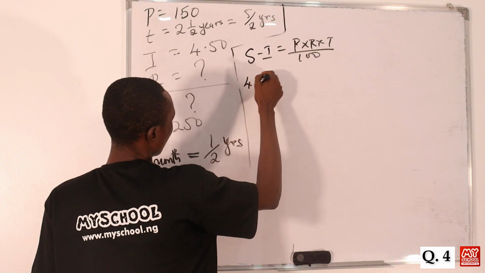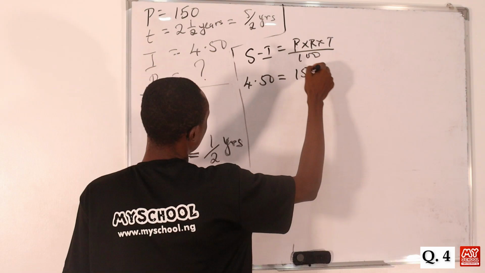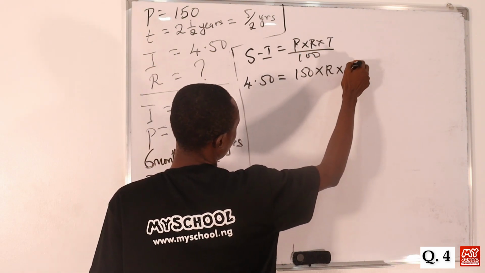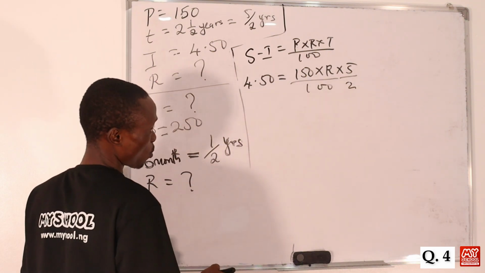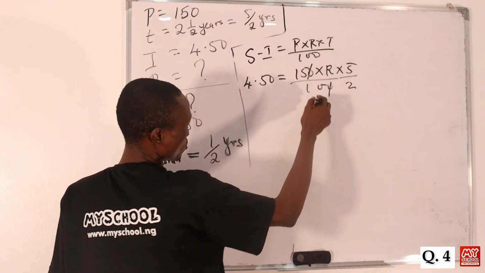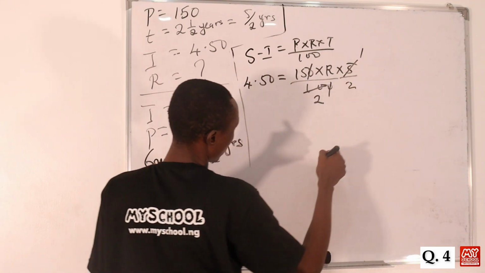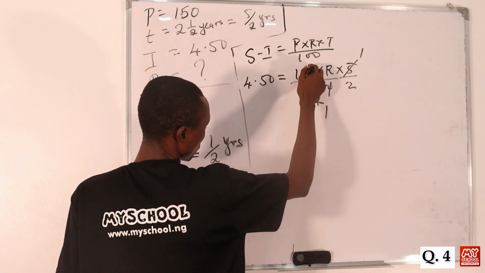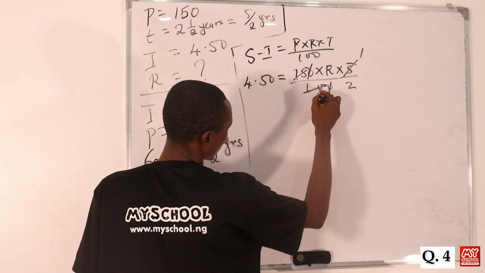So here we'll have 4.50 is equal to the principal, which is 150, times the rate, which is what we are looking for, times the time, which is 5 over 2, all over 100. So 0 cancels out 0. 5 here will give us 2, and 5 here gives us 1. 2 here is going to give us 1, and 2 here is going to give us 7.5. There's no need, so we just cross multiply.